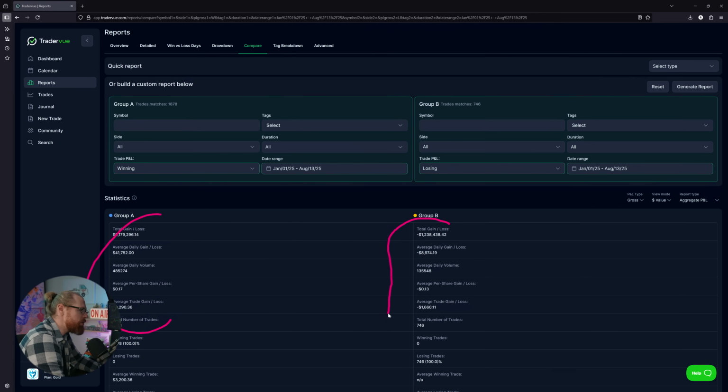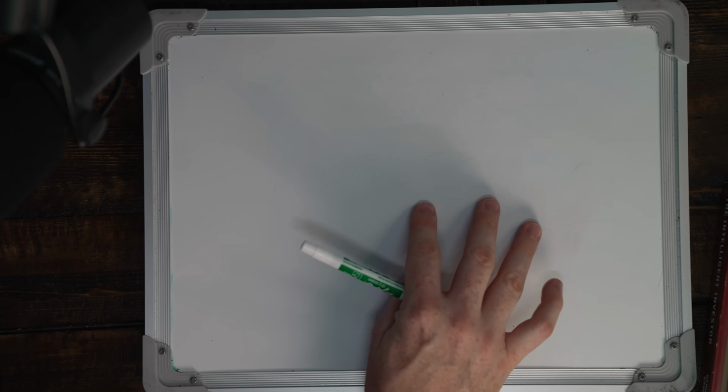Over here on the losing side, my total losses are 1.2 million. My average cents per share loss is 13 cents, but the average dollar amount is only $1,600. So what is happening is somehow, and you don't know it yet, but I'm going to share it with you, somehow I've managed to reduce the size of my losers.